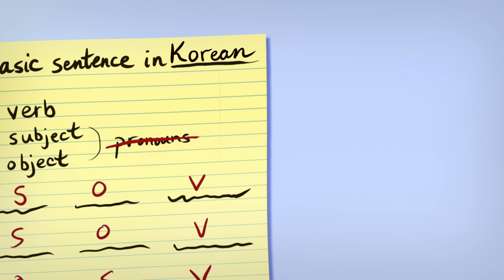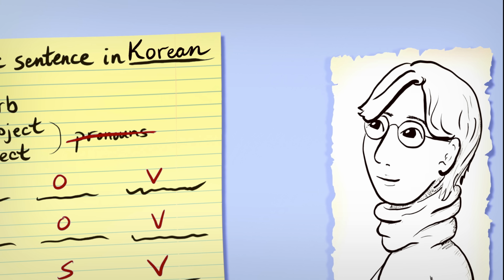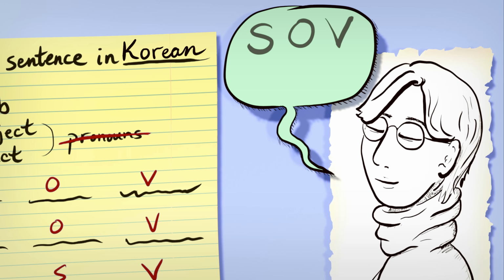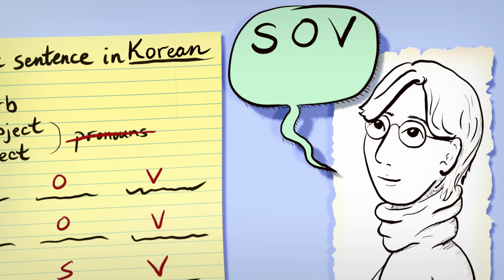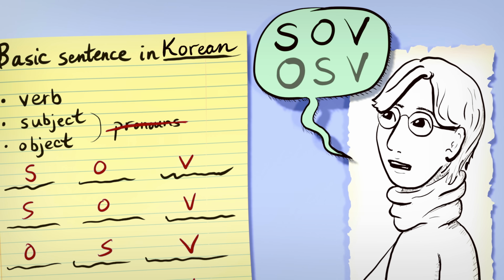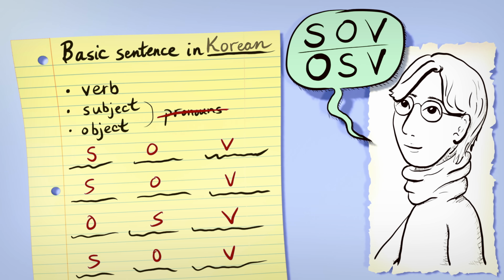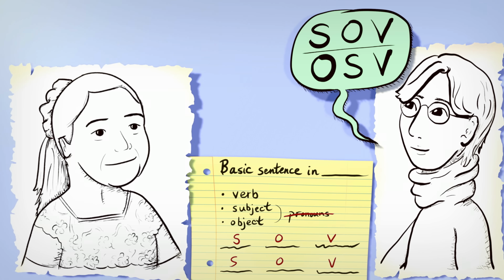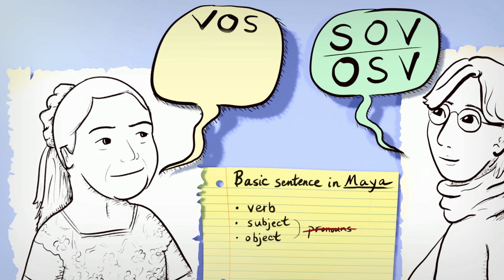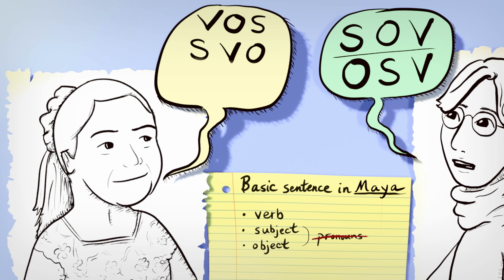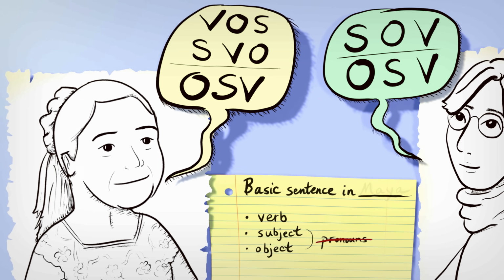Do the same thing, but listen to Koreans speak, and you'll learn 2 things. 1, plenty of sentences don't even have both a subject and an object. 2, even when they do, Koreans regularly use OSV order. They aren't alone. Do the same activity again with Maya in Mexico, and this time you'll find basic VOS and still pretty basic SVO sentences. You'll also hear OSV. Our rarest word order.